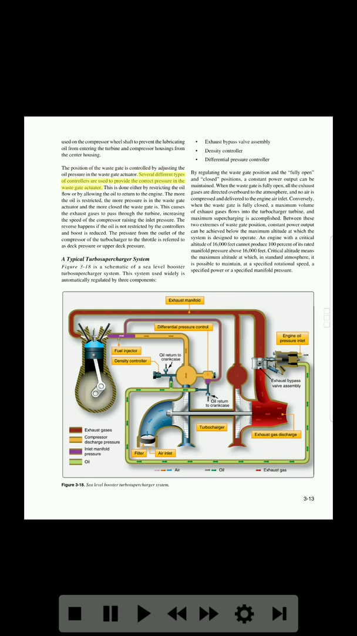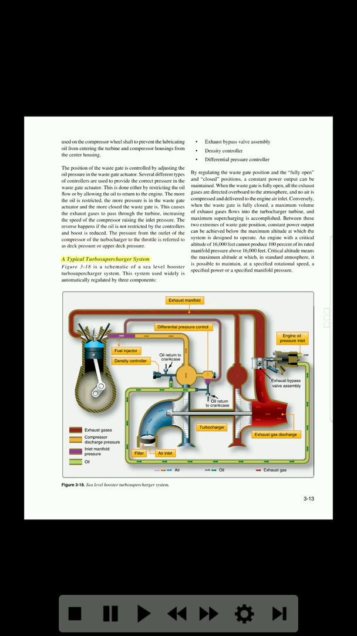Several different types of controllers are used to provide the correct pressure in the wastegate actuator. This is done either by restricting the oil flow or by allowing the oil to return to the engine. The more the oil is restricted, the more pressure is in the wastegate actuator, and the more closed the wastegate is. This causes the exhaust gases to pass through the turbine, increasing the speed of the compressor, raising the inlet pressure. The reverse happens if the oil is not restricted by the controllers and boost is reduced. The pressure from the outlet of the compressor of the turbocharger to the throttle is referred to as deck pressure or upper deck pressure.